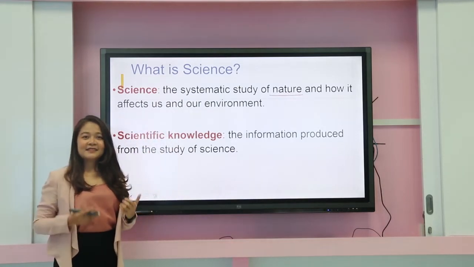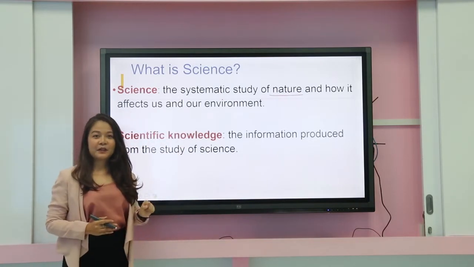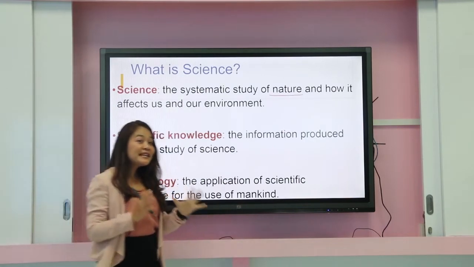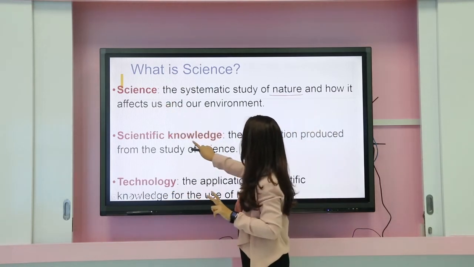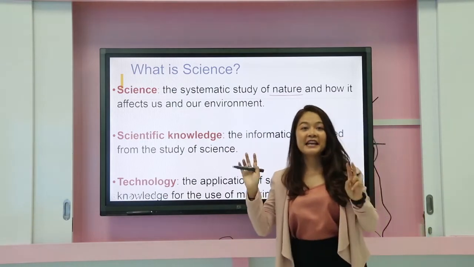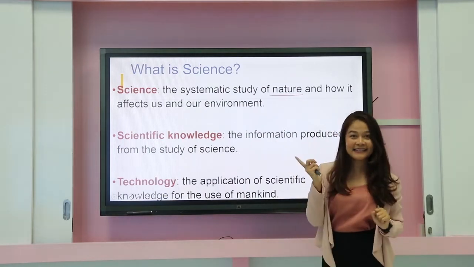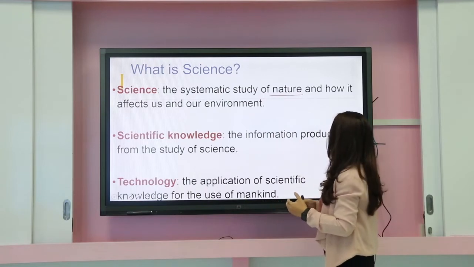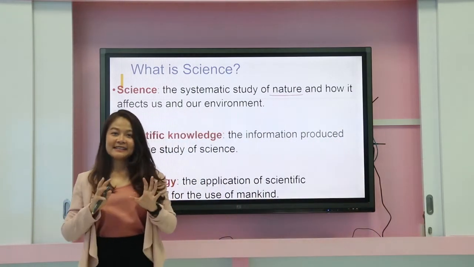What is technology? Technology is the application of scientific knowledge for the use of mankind. We know it as technology. Alright, so from this slide, you must remember and understand three words: science, scientific knowledge, and technology. Science is a systematic study of nature, okay? And scientific knowledge is the information produced from the study of science. And technology is the application that is made from scientific knowledge. Okay? These are three words that you must know and understand.